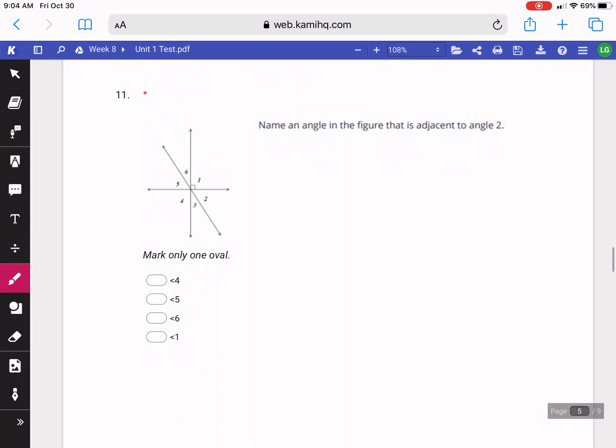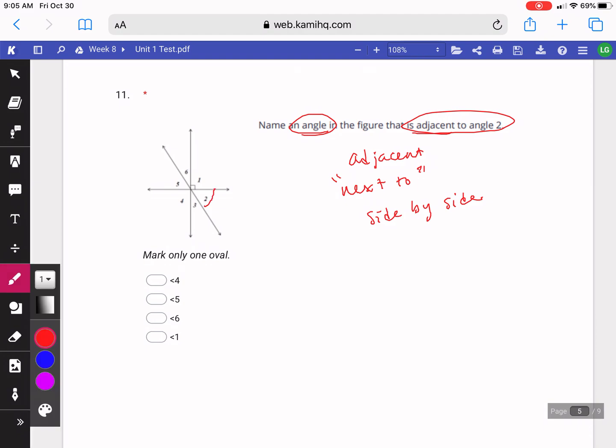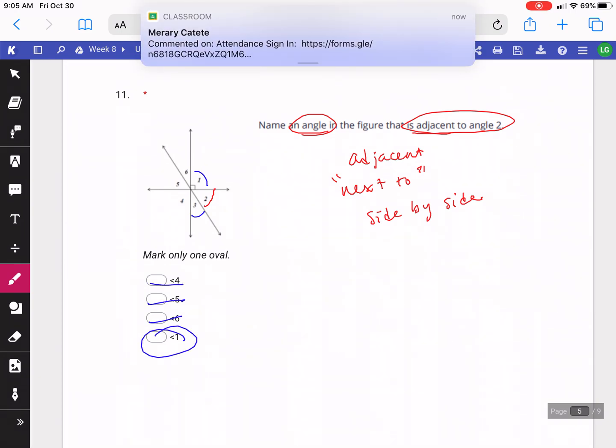On question 11, it wants us to name an angle that is adjacent to angle 2. Adjacent means next to, or side by side. So we look at angle 2. Angle 2 is adjacent to two angles. It's adjacent to angle 1 and angle 3 because it's right next to, or side by side with, angle 1 and angle 3. So the only one in the answer choices there would be angle 1.